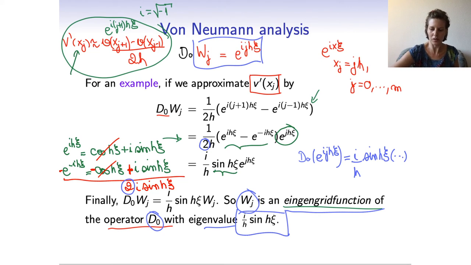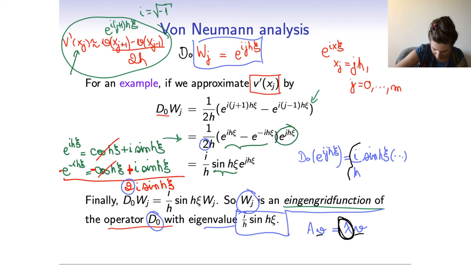So this is the constant. Remember, when we have our eigenvalue problems, it is something like this. So V are the eigenvectors, and the constant here will be the eigenvalue. So in this case, i divided by h sine of h psi will be the eigenvalue.